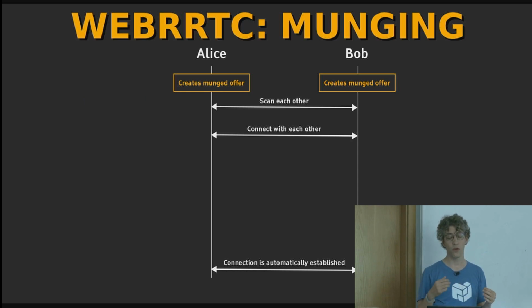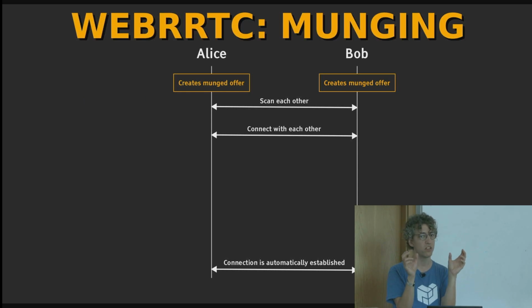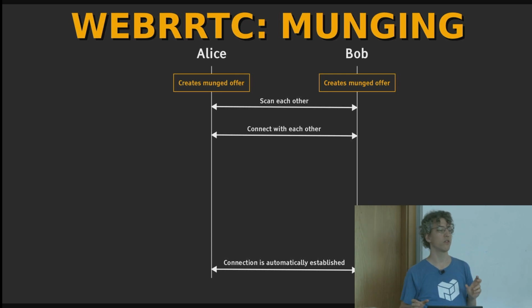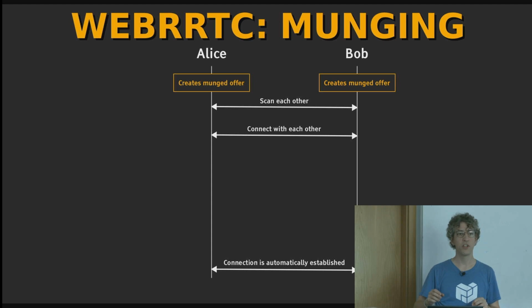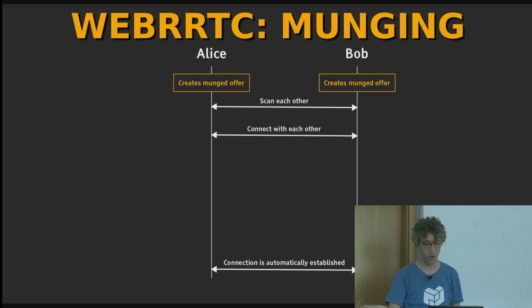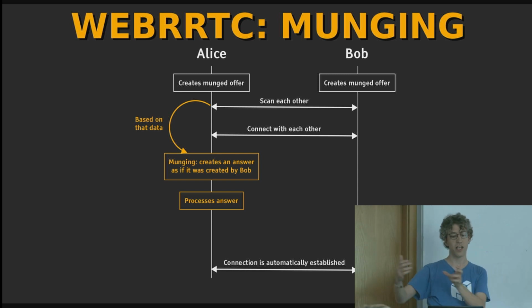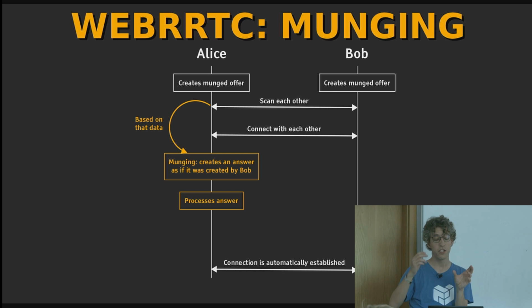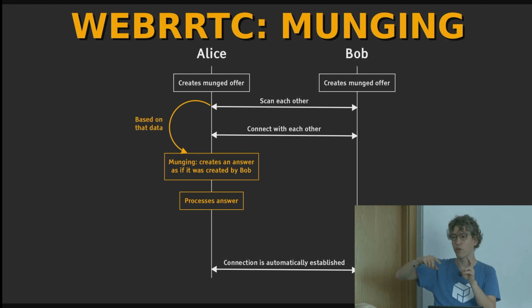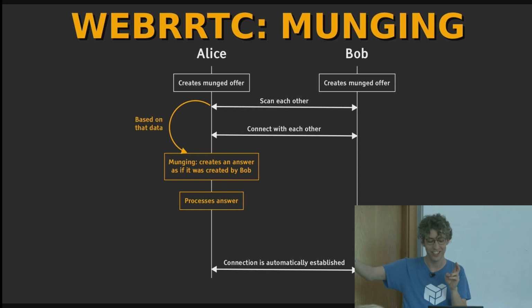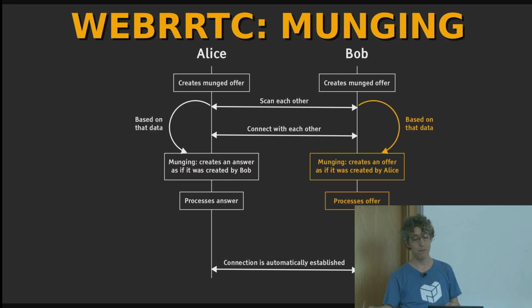So what we do is Alice and Bob create already a munged offer. Because WebRTC is also about passwords and usernames, we just have a hard code. So the application just hard codes a username and a password, and we both use the same one. Then we scan each other with that information, and on Alice's side, based on the data that she scanned, she's munging the answer that Bob would have given if he would spec comply, she creates the answer and processes the answer. What Bob does on the other side is he munges the offer.